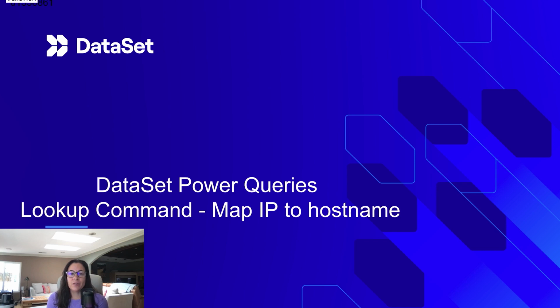In this video, we'll walk through the Power Query Lookup command. The lookup command can be used to retrieve values from a lookup table contained in a configuration file in your DataSet account. The example we're going to use here is looking up host names from my IP addresses. This is a great example of matching against a static dataset. The data is configured from within the DataSet UI.